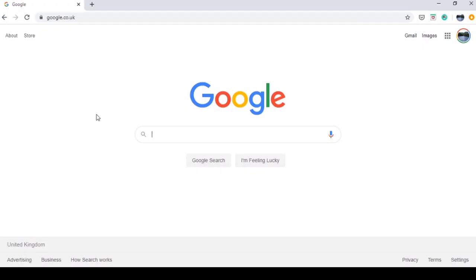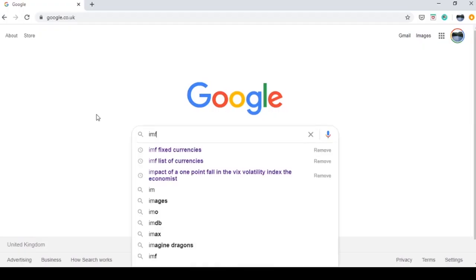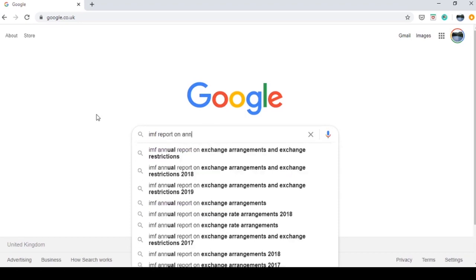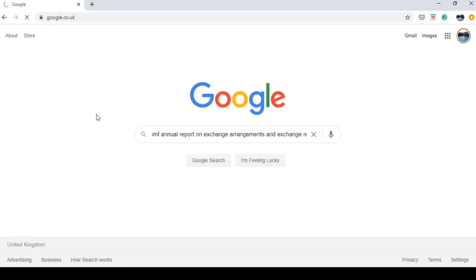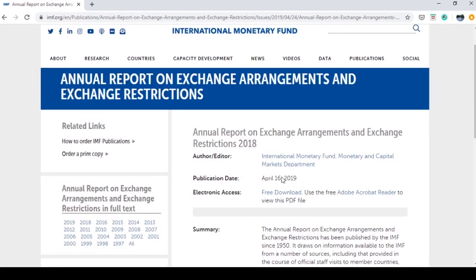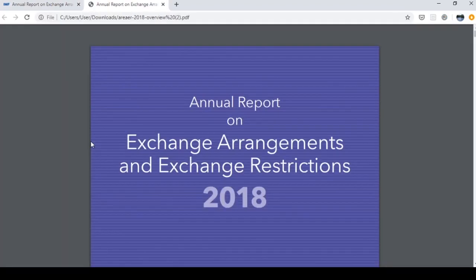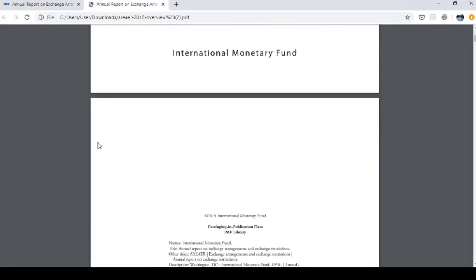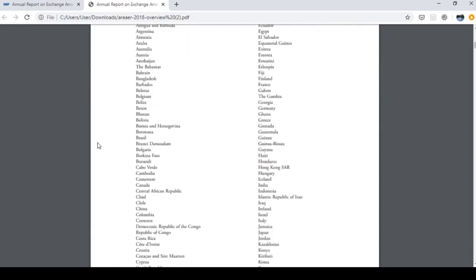And if you really want to dig deeper on this topic, you can actually look up the IMF report on exchange rate systems. To do that, just type into a Google search bar, IMF report on annual exchange arrangements and restrictions. Brings you to this. This takes you through to the report, which you can download for free. And then once you're here, you can look through to your heart's content about what sorts of countries have different exchange rate systems.